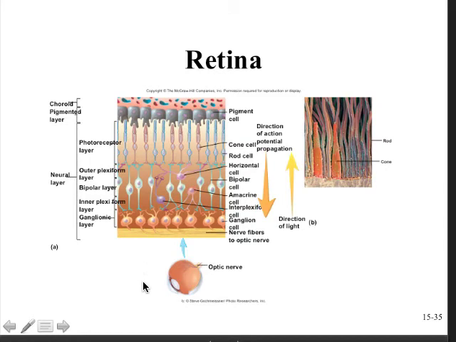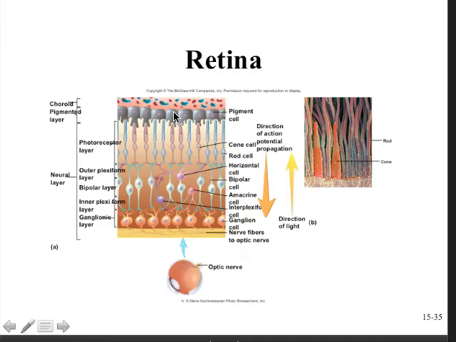What happens is that as the light comes in, passes through the cornea, then the anterior chamber filled with aqueous, then through the lens, then through the vitreous, and eventually it's going to pass through these retinal layers. First, through the ganglion layer, then the inner plexiform, then the bipolar, then the outer plexiform, then it's going to hit the photoreceptors. And after it hits the photoreceptors, it's going to be absorbed primarily by these pigmented cells.